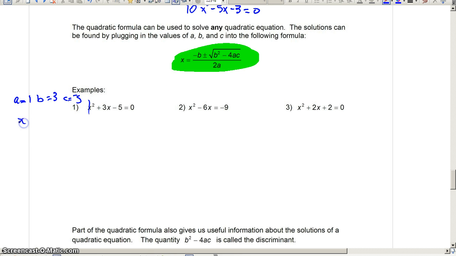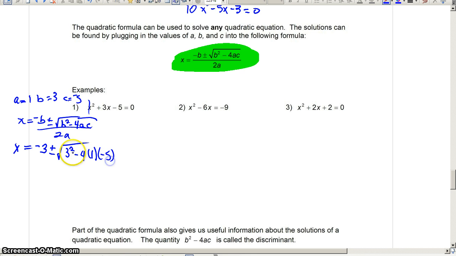All I'm going to do is go back to the quadratic formula, and I'm going to substitute these values in for a, b, and c. And once we simplify, we will have our solutions. So opposite b, we'll have up on top a negative 3 plus or minus the square root of b squared, we'll have a 3 squared minus 4 times 1 times negative 5. Down below, we'll have 2 times 1. Continuing on, we will have x equals negative 3 plus or minus.